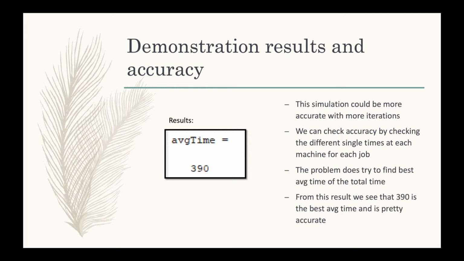In terms of accuracy, to make this simulation more accurate or better, we could possibly have more iterations so it can go through more thoroughly. And then also we could check the accuracy by checking the different times of the jobs at each machine, just to see the different changes in times of the jobs at each machine and how long it takes. And the problem does try to find the best average time of the total time taken from each of the times. It runs through the iterations, and we can see that it gives a time of 390 for the simulation.